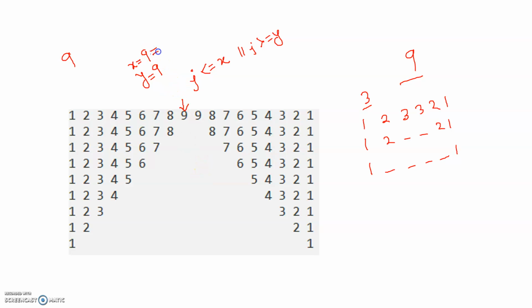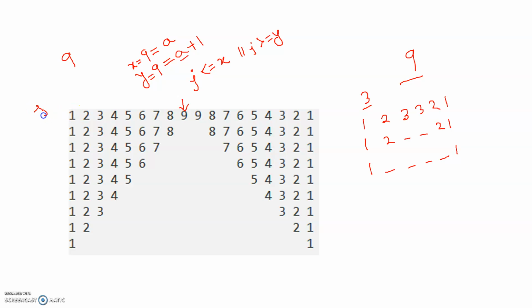Generally, how you define x: if the j loop is starting from 1, suppose you are writing for int j equal to 1, then in that case you define x equal to a and y equal to a plus 1, where a is our input, when the index j is starting from 1.